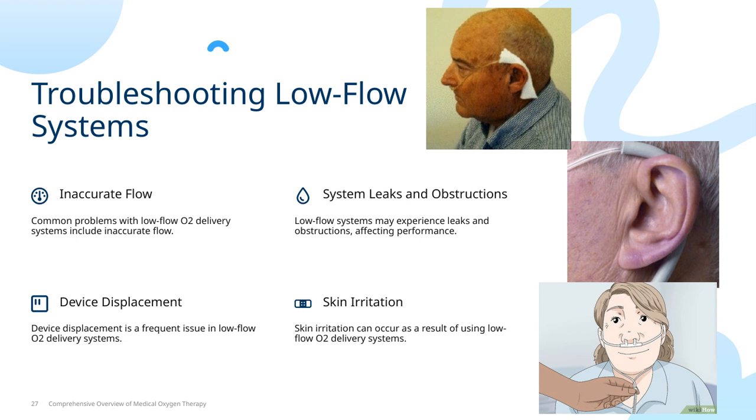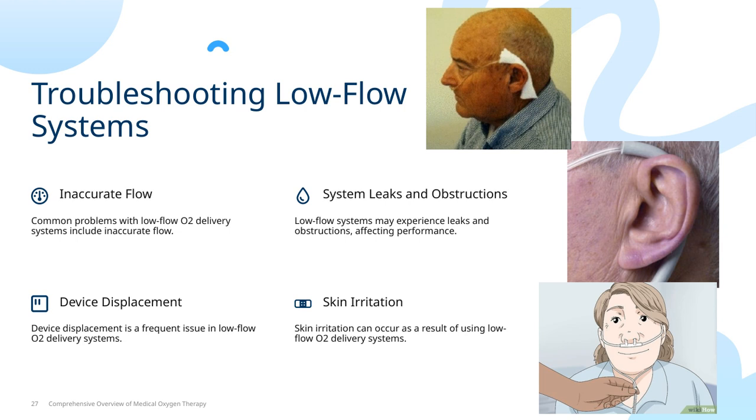We also need to be aware of system leaks and obstructions. Leaks can occur if connections aren't secure, leading to less effective oxygen delivery, while obstructions in the tubing can reduce flow altogether. Listening for hissing sounds or inspecting the system regularly can help catch these issues early.